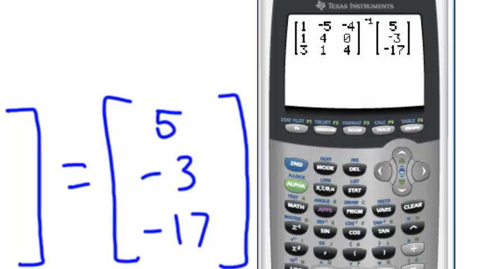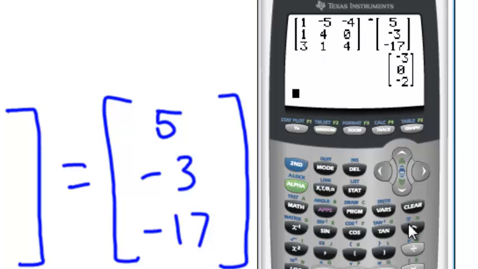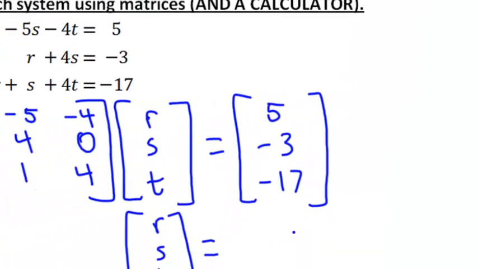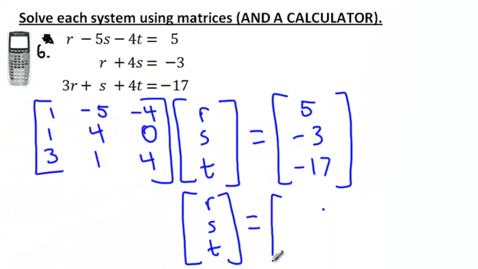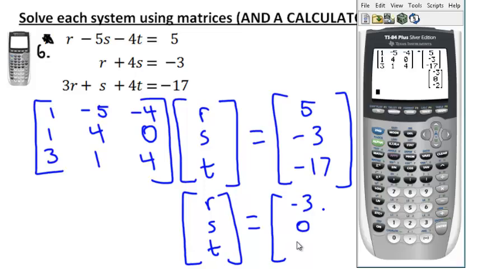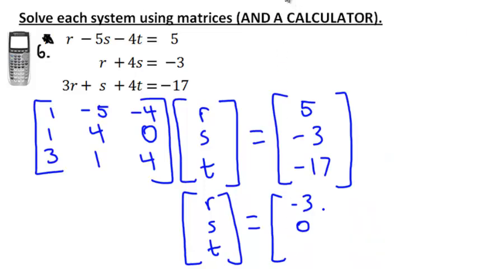So now I multiply these two things together, and I get negative 3, 0, negative 2. And that is the answer. R is negative 3. S is 0. And what did I say the other one was? Negative 2. T is negative 2. And there is our solution.